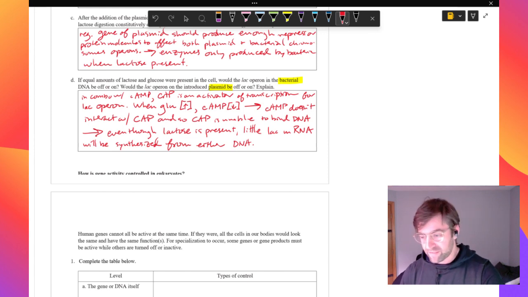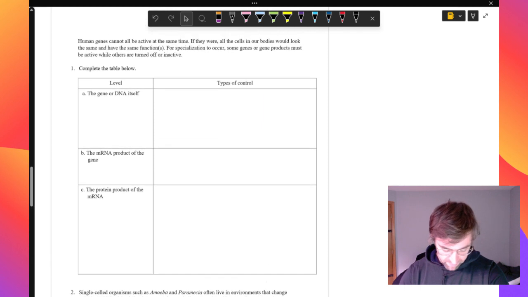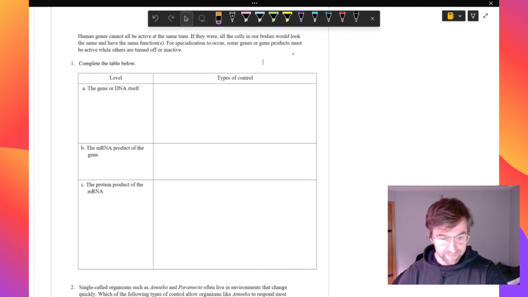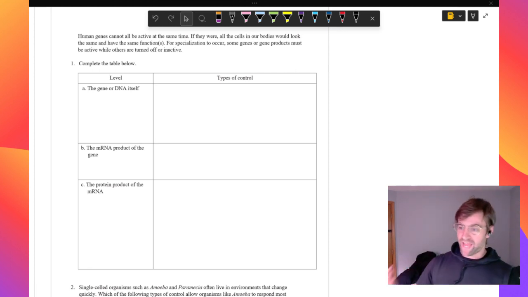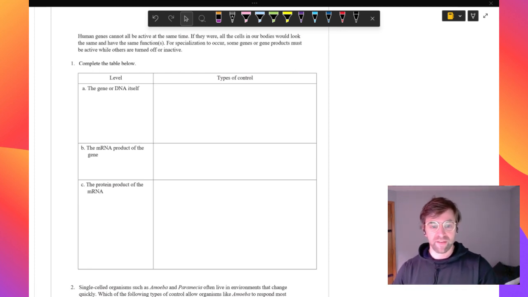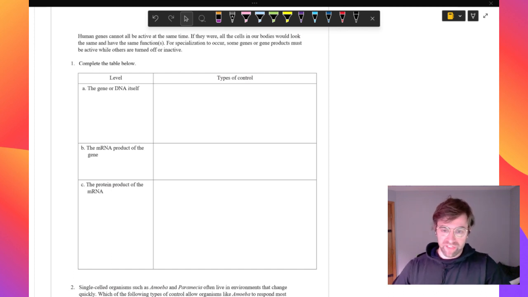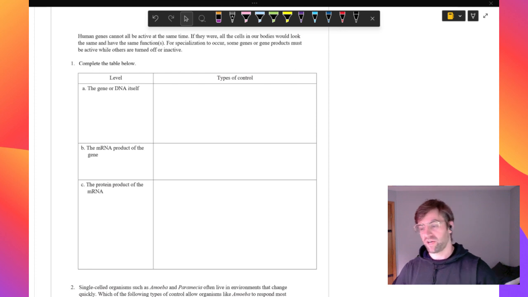How is gene activity controlled in eukaryotes? So human genes cannot all be active at the same time, right? Kind of rehashing some of this, maybe in a different way. If they were, all of the cells in our bodies would look the same and have the same function. For specialization to occur, some genes or gene products must be active while others are turned off or inactive.